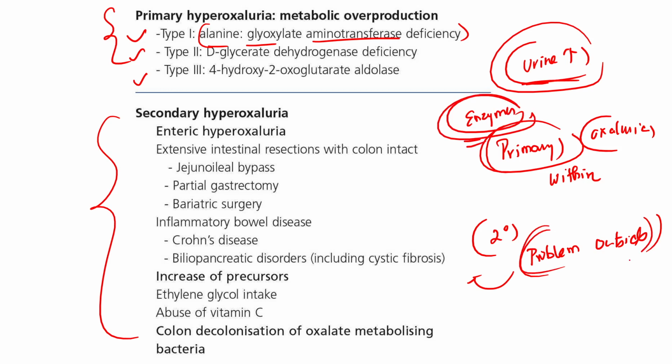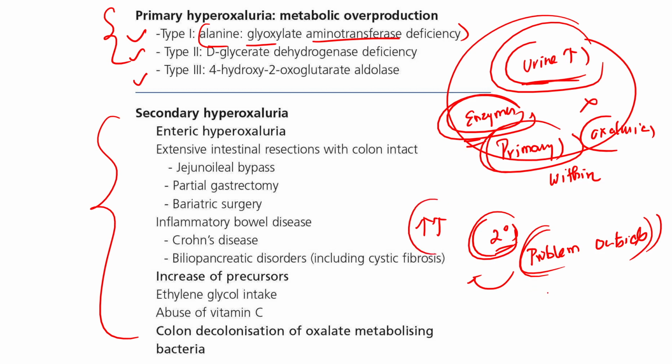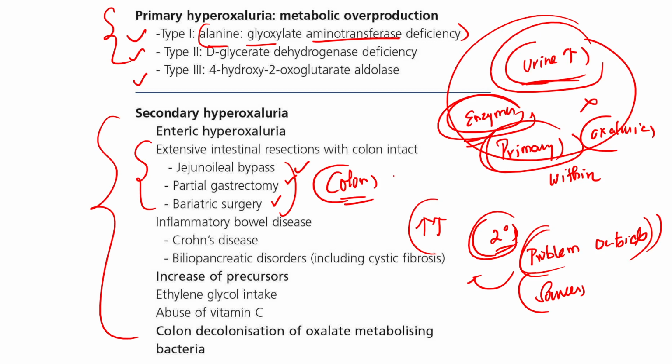But when we go for secondary hyperoxaluria, the oxalic acid concentration is increasing not because of a problem in the pathway, it is because of an increase from the sources. What are the most common sources? Look at this part. When you go for any kind of jejunal bypass, partial gastrectomy, bariatric surgery, you are removing most of the part of the intestine. So the colon will be intact. The colon will start reabsorbing oxalic acid maximally, and this is the reason for enteric or secondary hyperoxaluria.